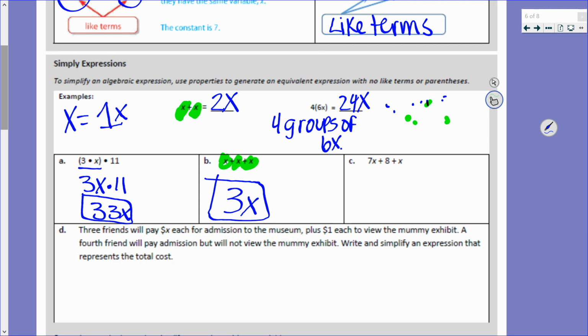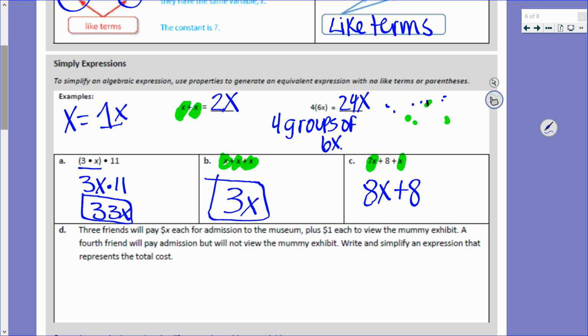Yes, sir. There's a part two. No, and I'm going to talk about why. All right, so for part C, gonna highlight my like terms. I see 7x and x. So 7x and x together give me a total of 8x, and then I still have that plus 8.